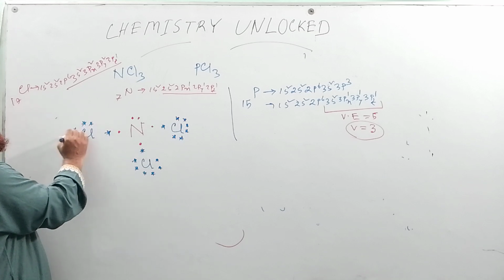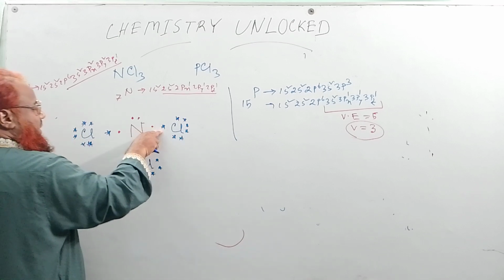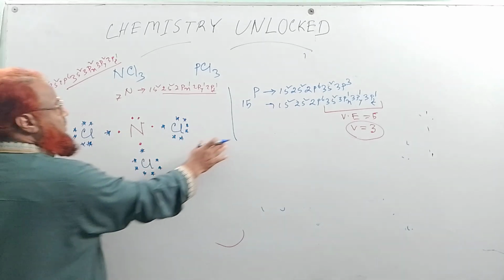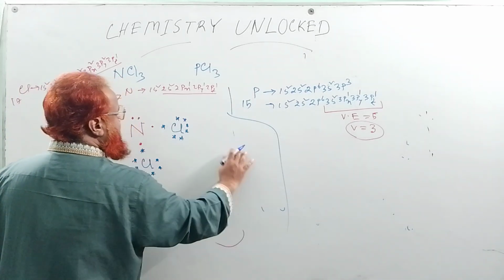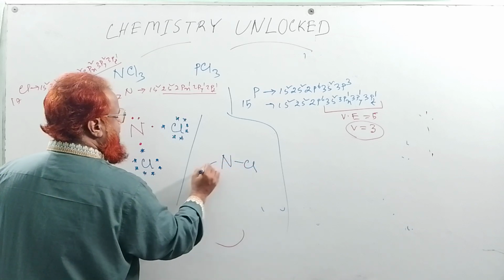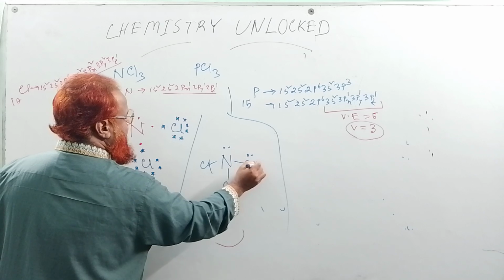Okay. Now, my dear student, look at here. This is bonded pair, this is bonded pair, this is bonded pair. So here 3 number of covalent bonds are forming like this, like this, like this.